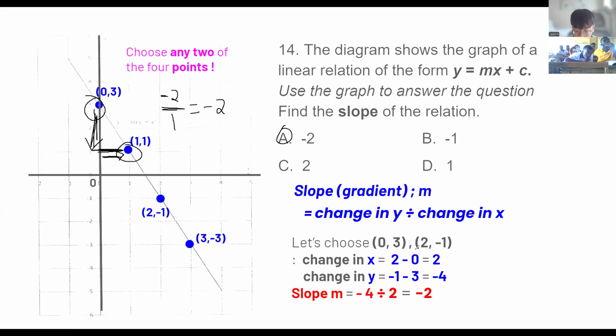Just know that we can choose any 2 points, right? So that's why I chose (0, 3) and (2, -1). That also works. You can choose this point and this point. Or you can even choose this point, (3, -3), and (0, 3). And we would get the same slope.